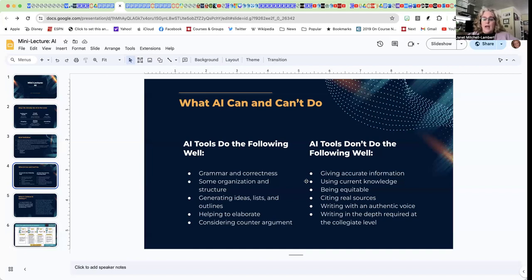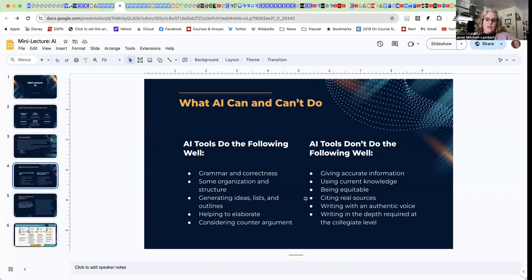It's not very good at giving us current knowledge. It looks backwards, and it does not give us the most current information. It's not good at being equitable. And what do I mean by being equitable? It doesn't share everybody's voice. It does not consider diverse voices in terms of race, ethnicity, gender, economic class. So it only gets what's there, what tends to float to the top. And a lot of times the things that float to the top are written by bigger corporations who are able to give money towards getting that spot on the internet.